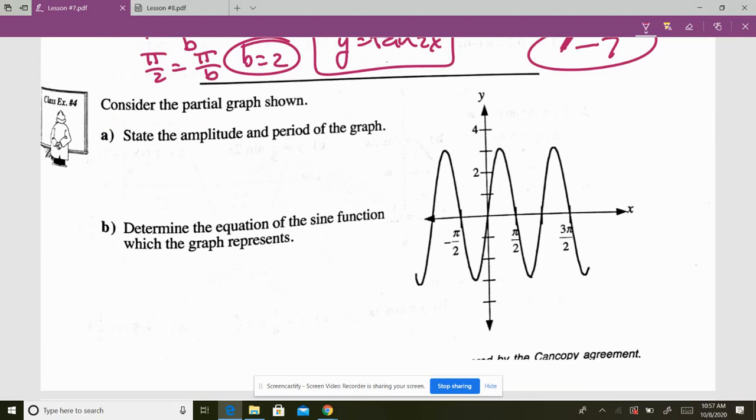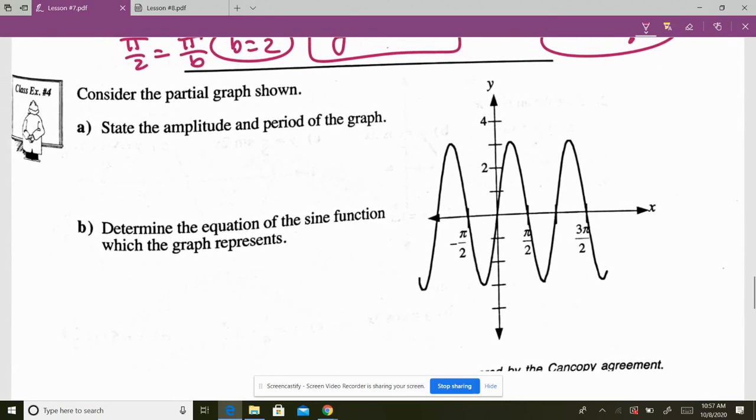All right, now they're giving us a graph. They want the amplitude, period, and then the equation. So they're telling us it's a sine function. The general equation will be a sine b of x. We need to figure out a and b. So the amplitude, looking at the graph, what's the max of this graph? 3, right? And the min is -3. So what's the amplitude? 3.